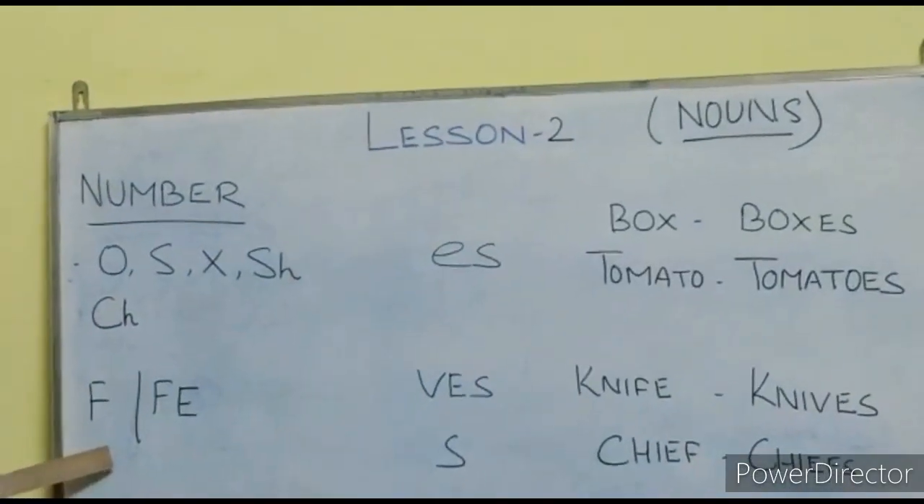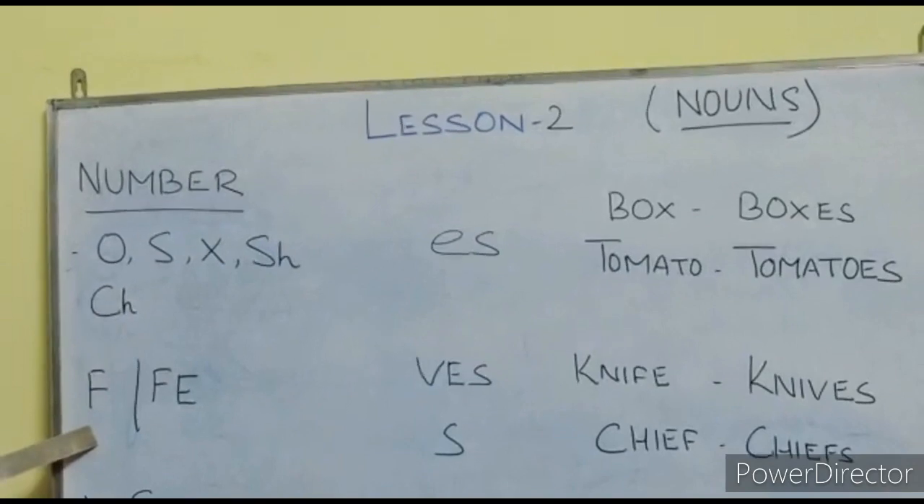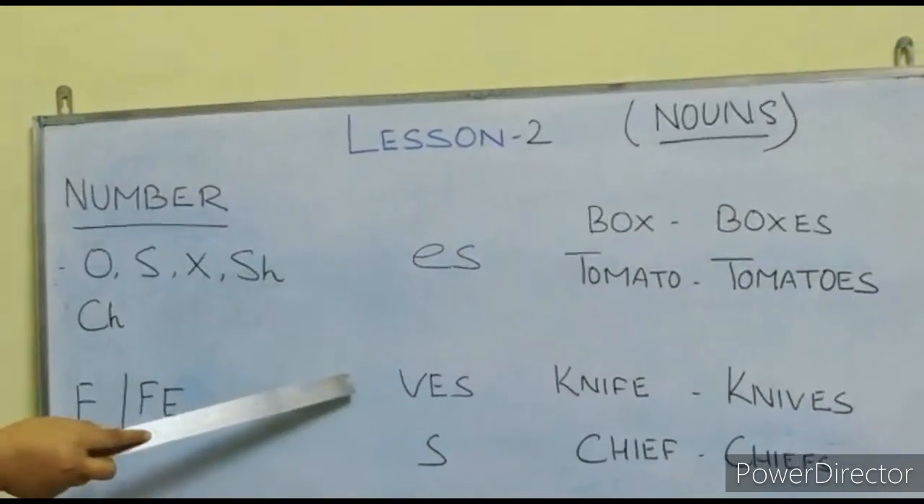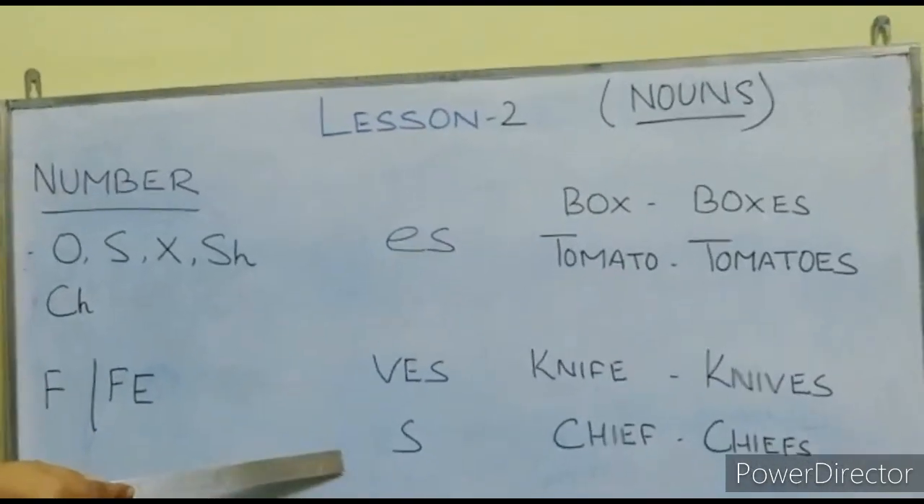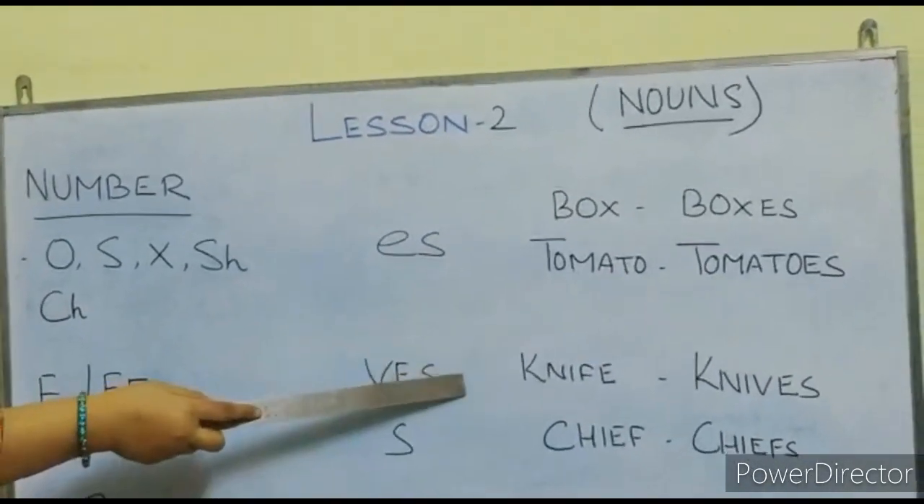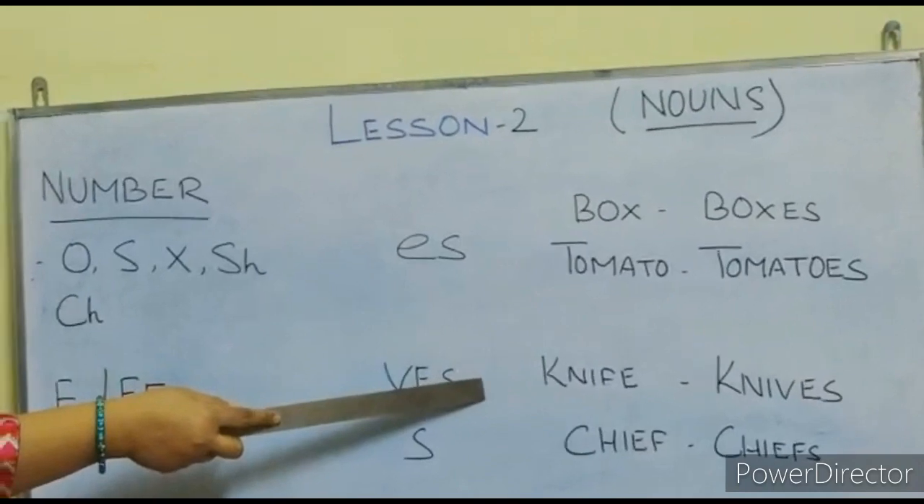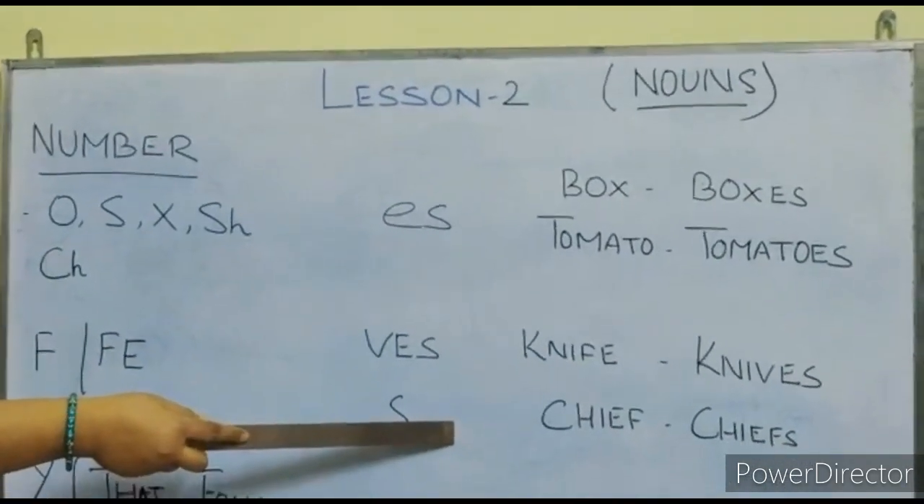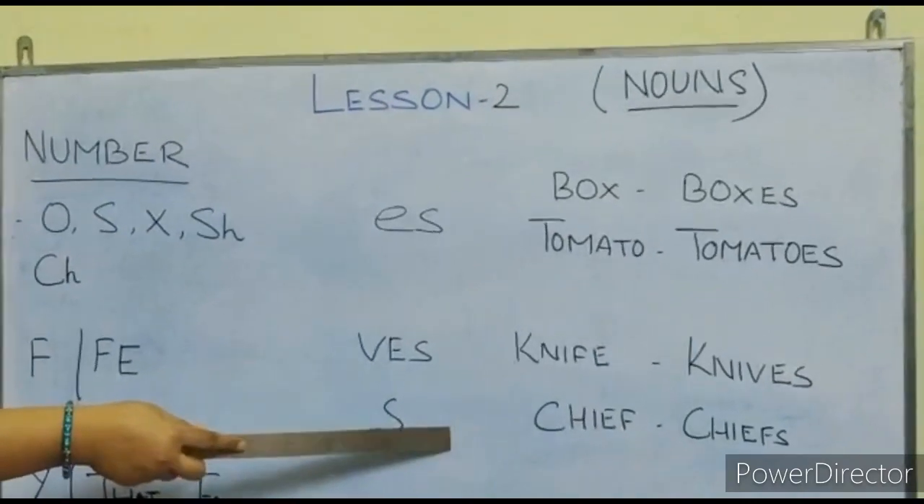Next, if the word ends with F or FE, we will add either VES or S. Now here we have added VES. So knife, knives. And here chief, chiefs. We have just added S.